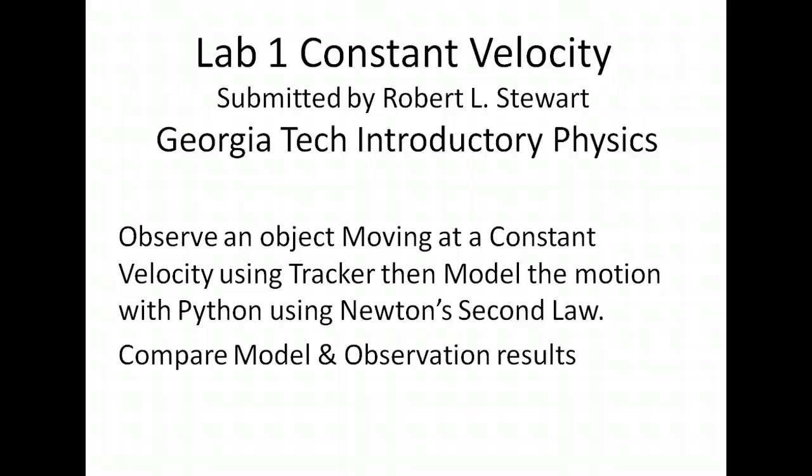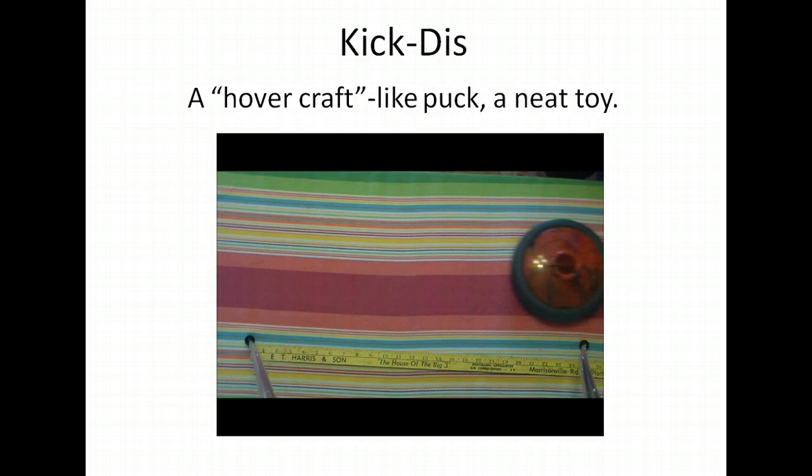Lab 1, Constant Velocity, submitted by Robert Stewart, Georgia Tech Introductory Physics through Coursera. The objective was to observe an object moving at a constant velocity using Tracker, then model the motion with Python using Newton's second law to compare the model and observation results.